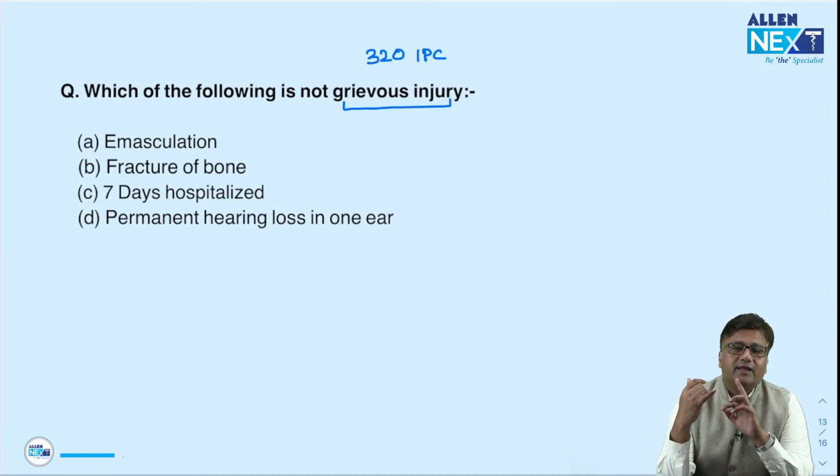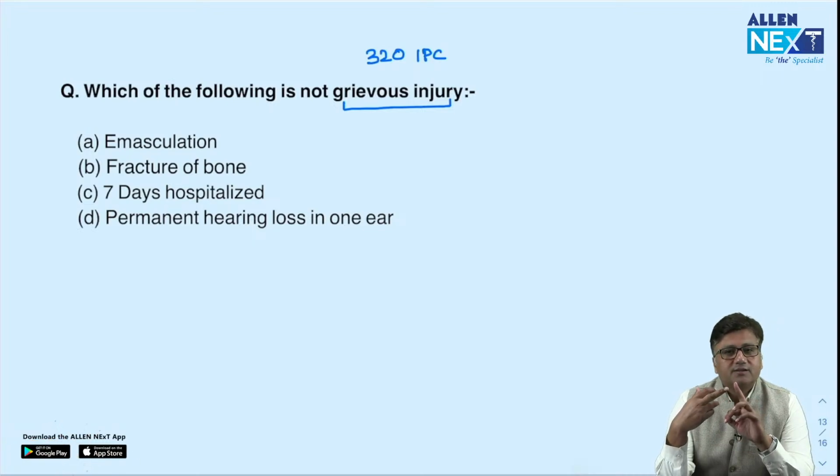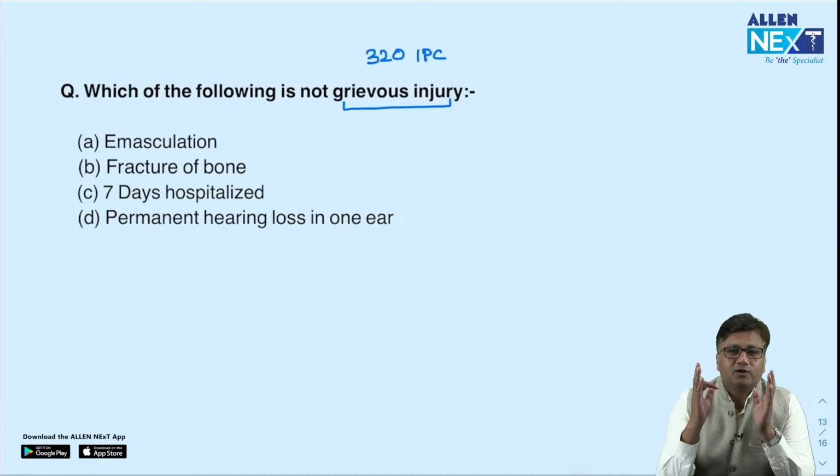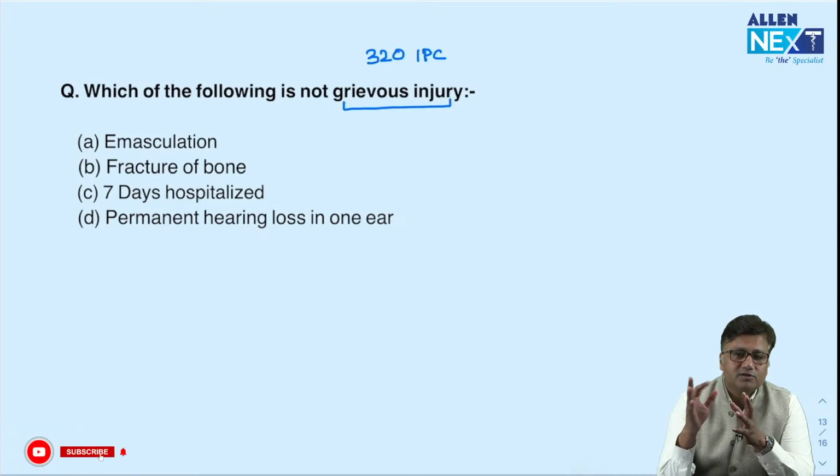8A is any injury which endangers life is grievous. 8B says which causes the sufferer for a period of 20 days to be in severe body pain is grievous. And 8C says which causes a sufferer for a period of 20 days not able to perform ordinary daily pursuits. अगर कोई ऐसी इंजरी होगी which will not allow a sufferer to perform ordinary daily pursuits for a period of 20 days is grievous.